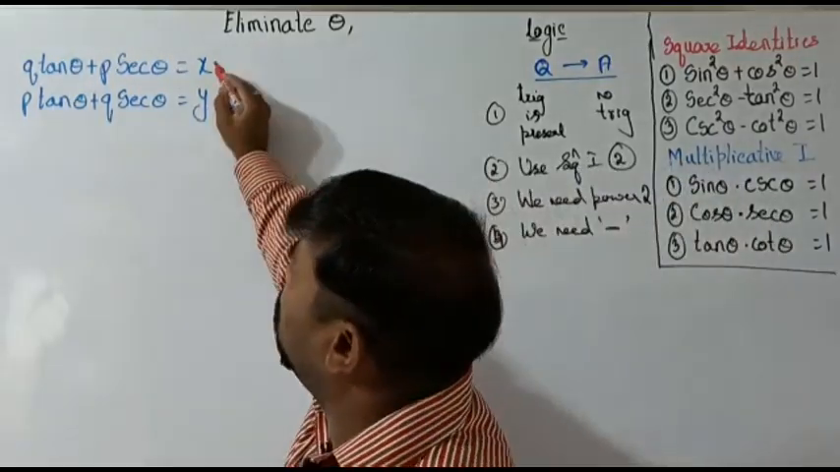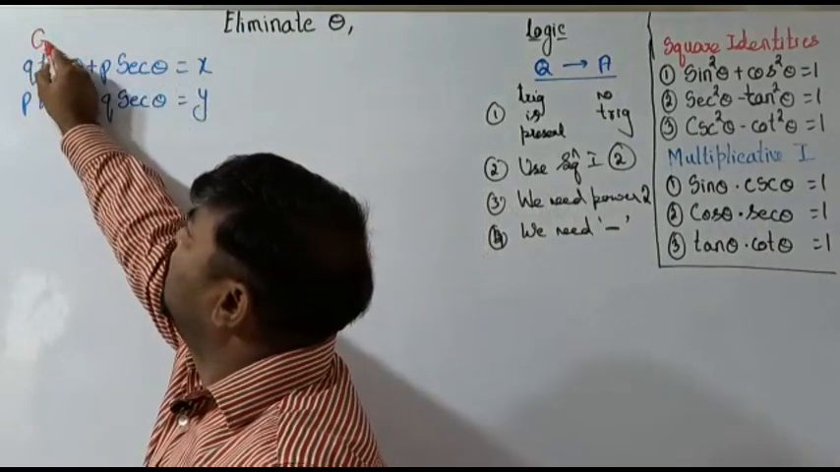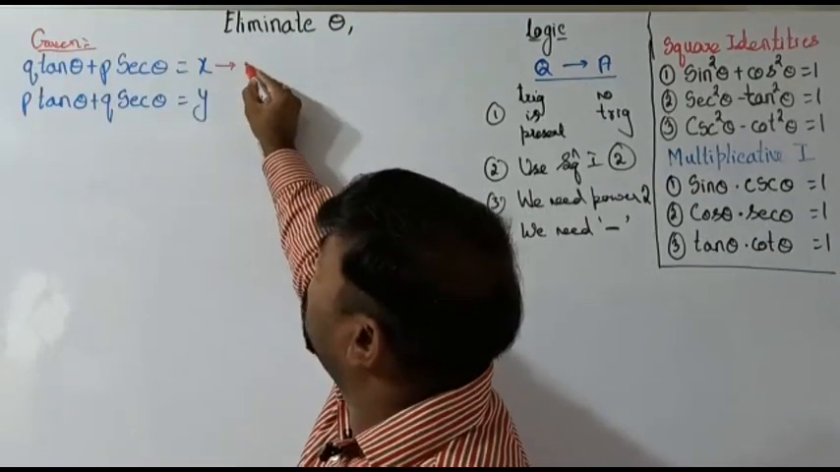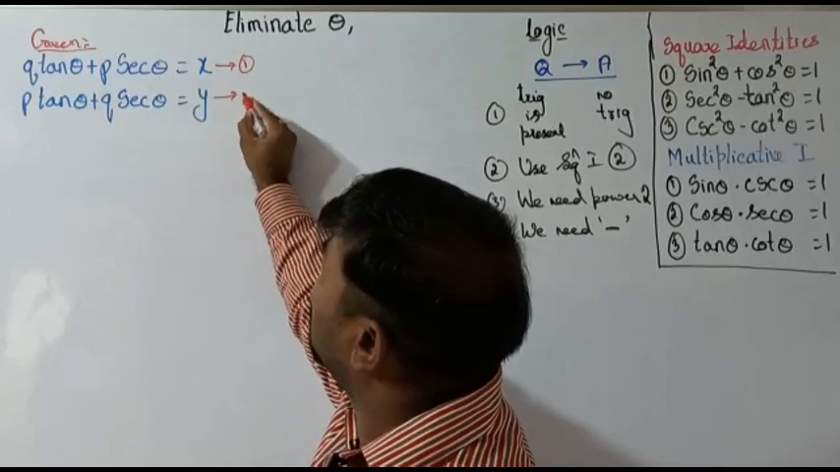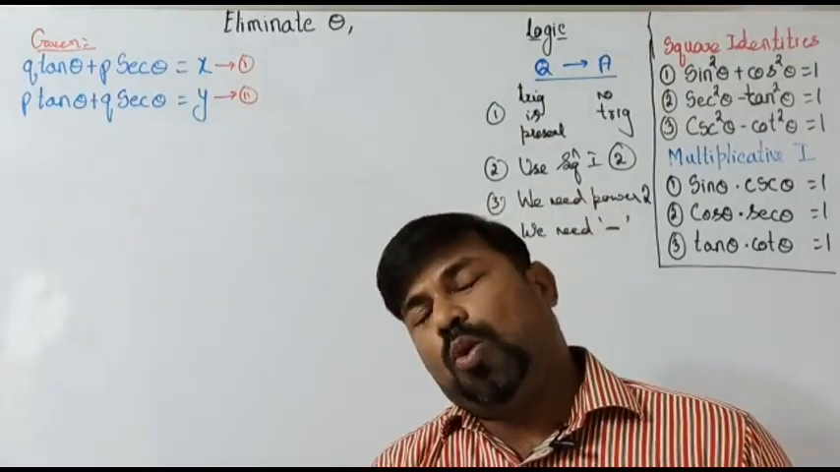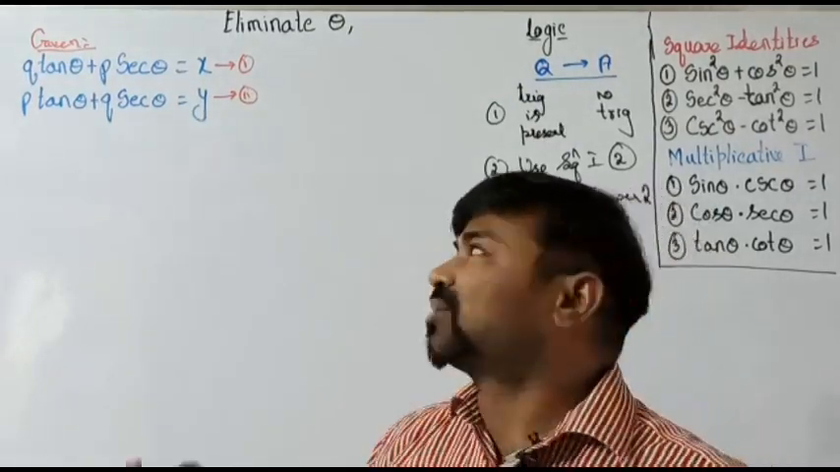I like to call this nothing but the given thing. Okay, I am taking this as given. I like to call this equation 1 and I like to call this equation 2. These are the two equations. So what to do? Let's go.